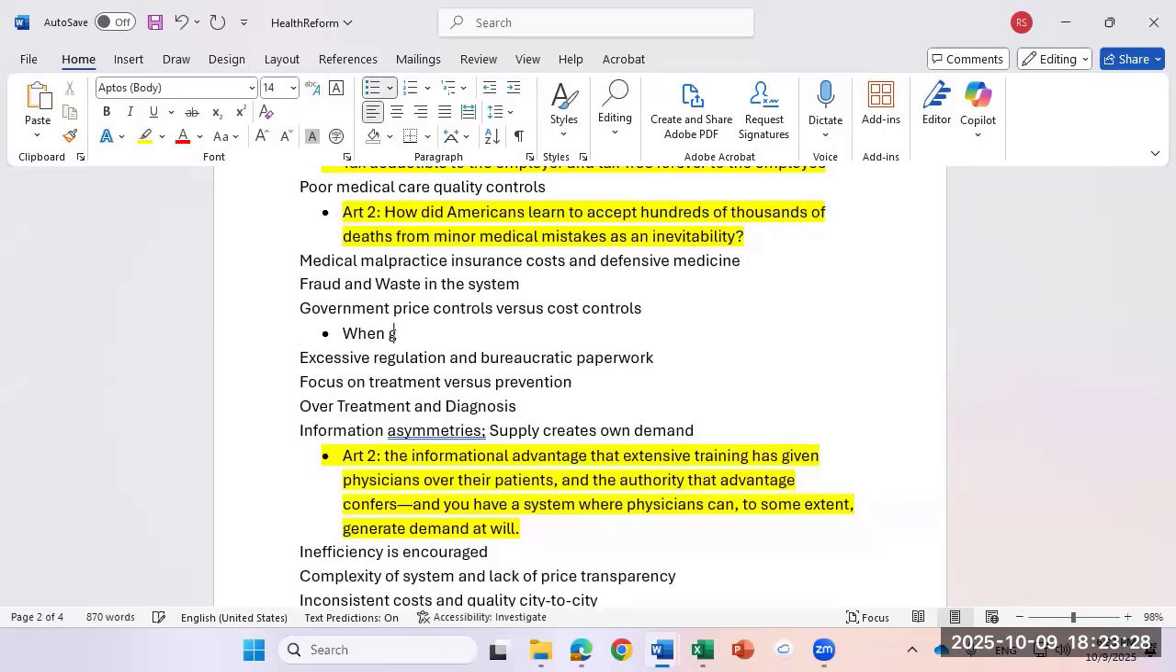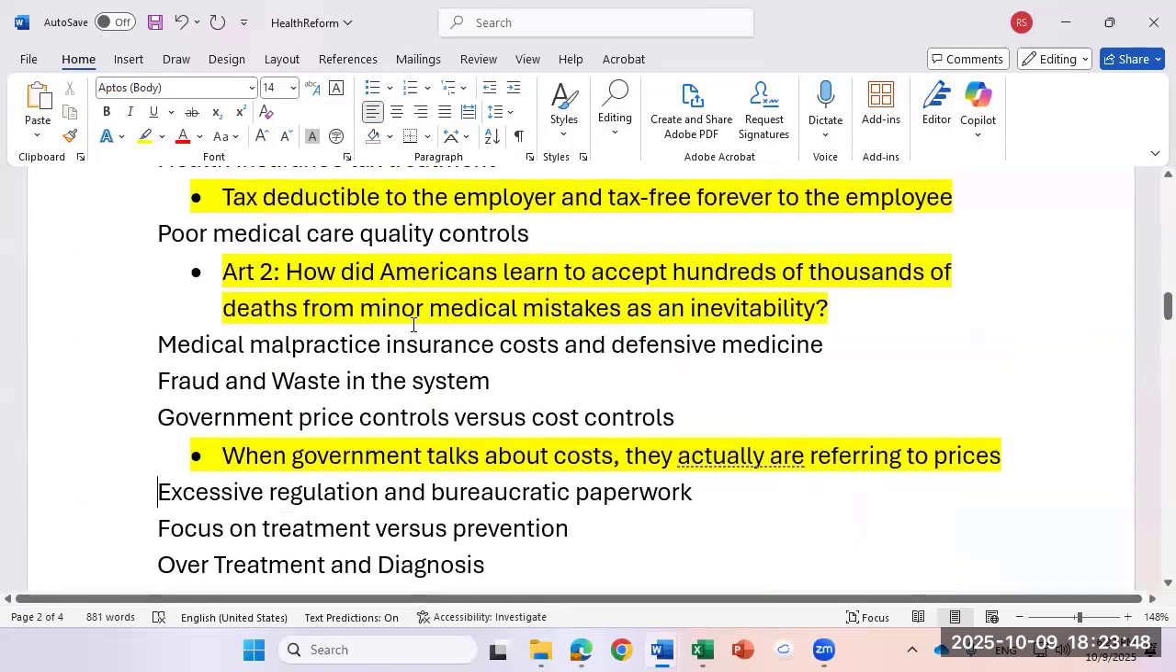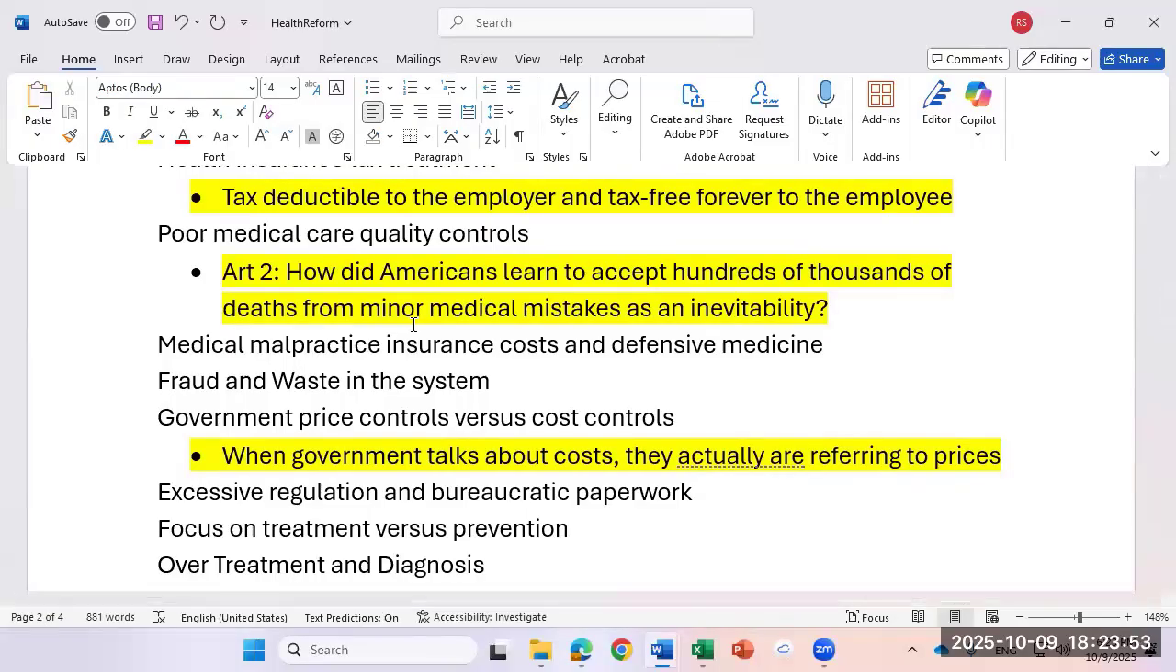When the government talks about costs, they are actually referring to prices. There's a big difference between cost and prices. So in the 70s, President Nixon put a cap on gasoline prices. OPEC raised oil prices, gas prices rose, and Nixon said, this isn't good. You can't charge more than 90 cents for a gallon of gas.